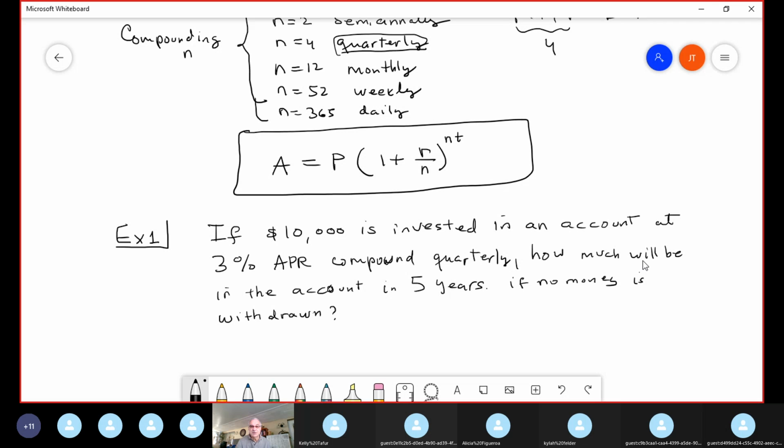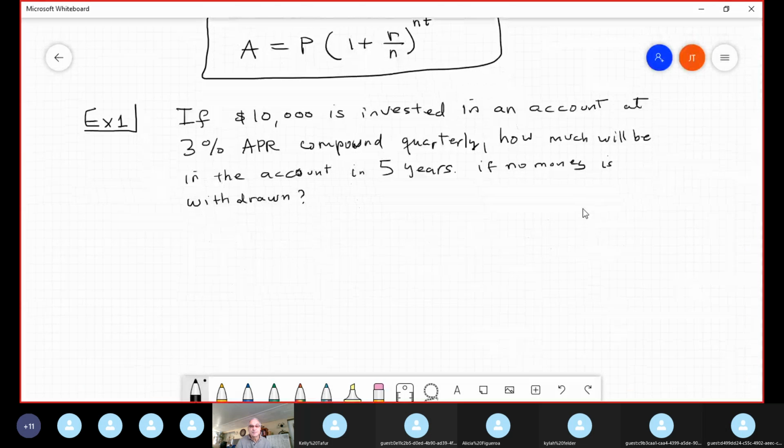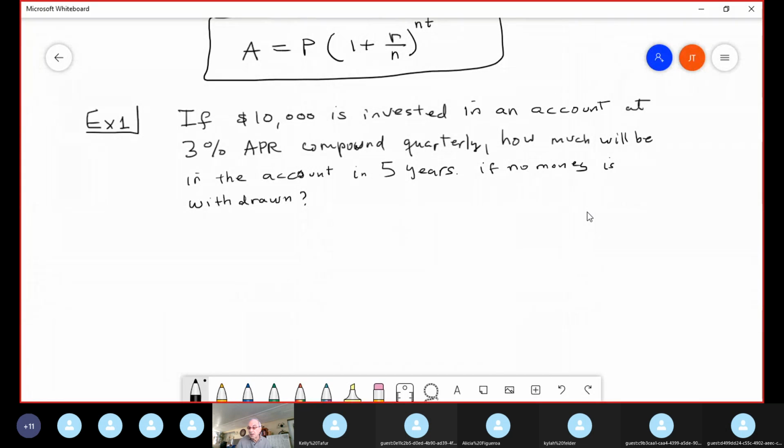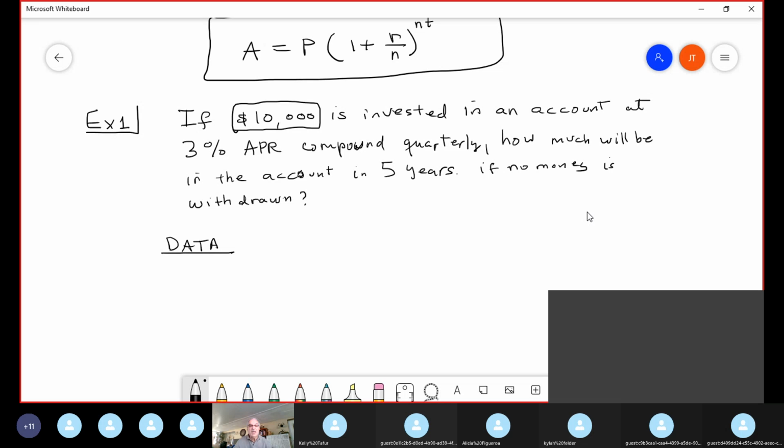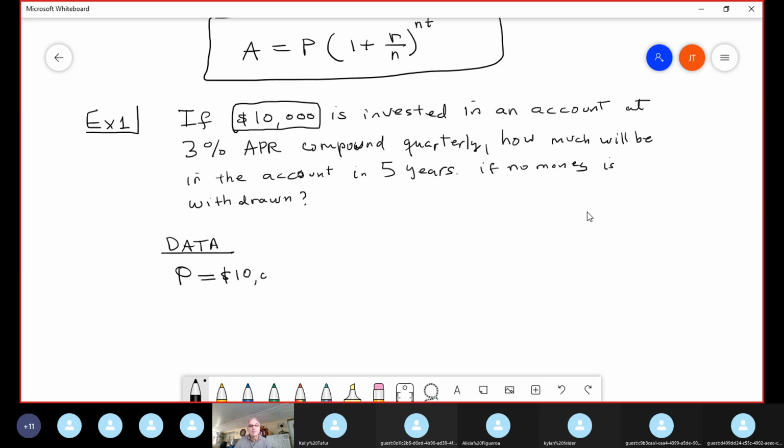Okay, this is a typical problem you can see in the test. Use identification in the formula, the data that we have in the problem. 10,000. Who is 10,000 in my formula? P, present value. It's the money we have now. Very well. One more thing. The account is 3%. This is the annual percent rate, R.